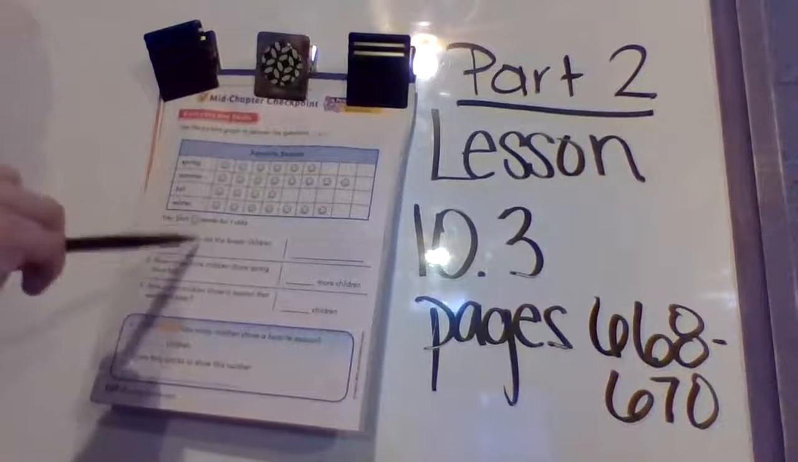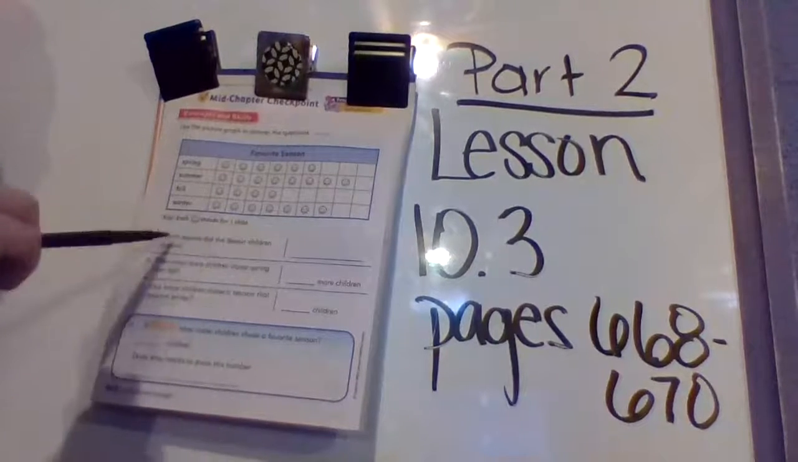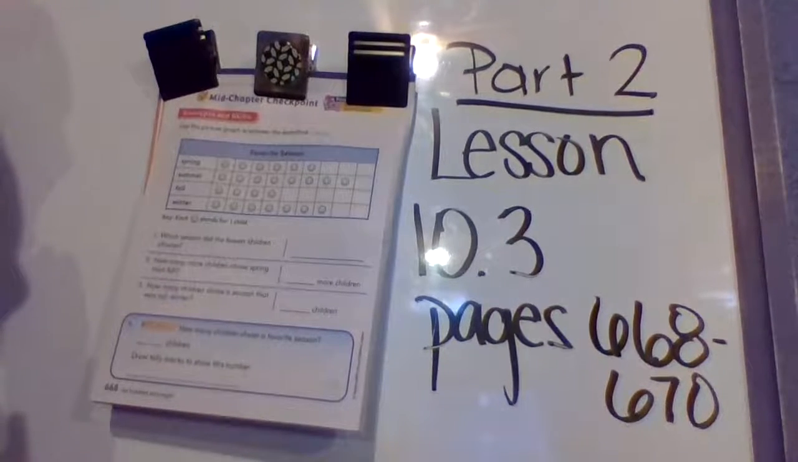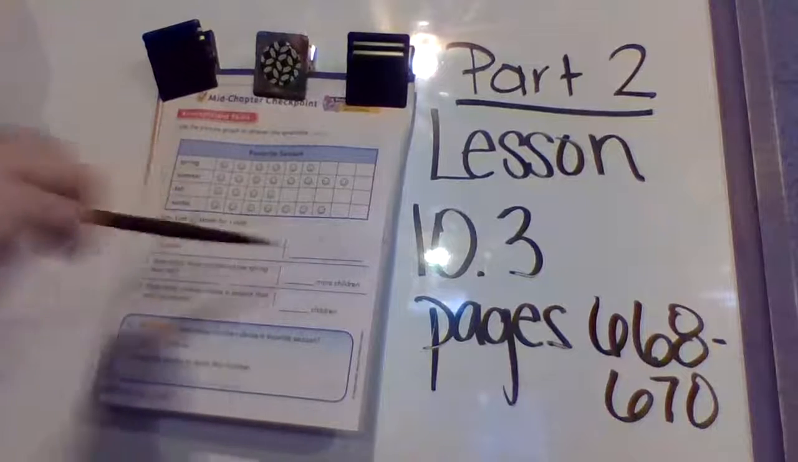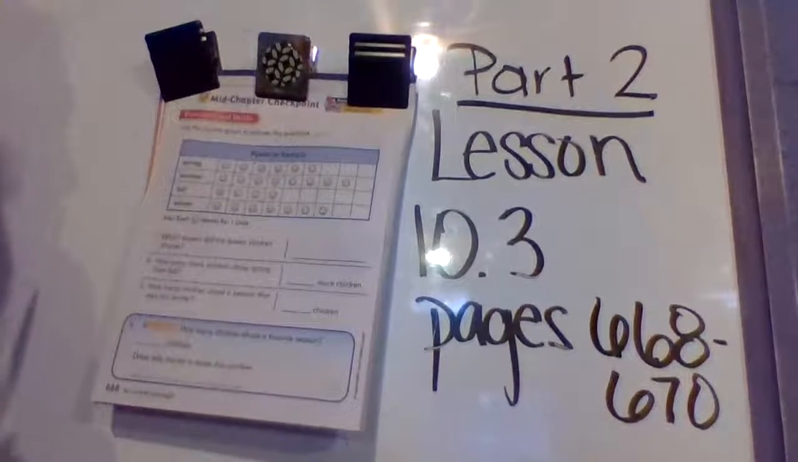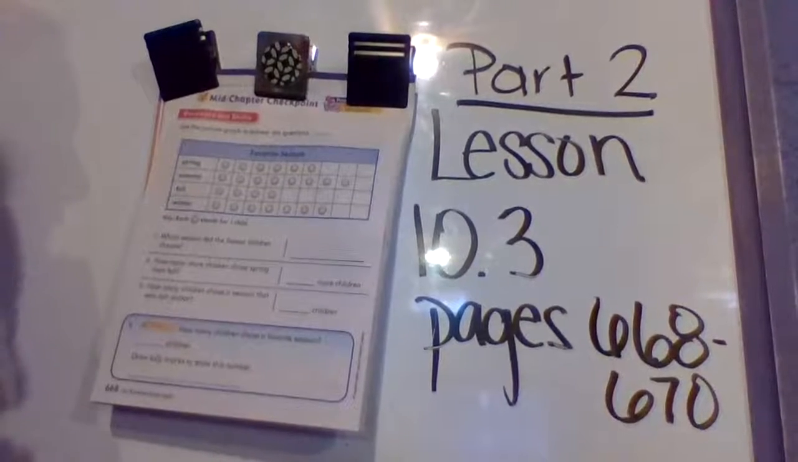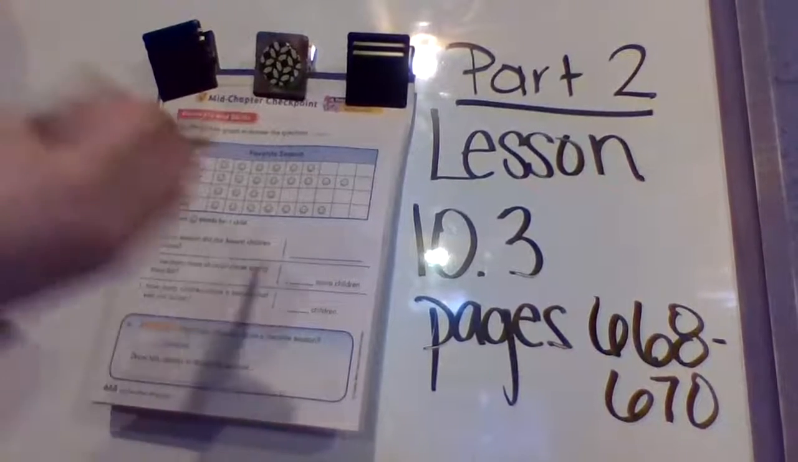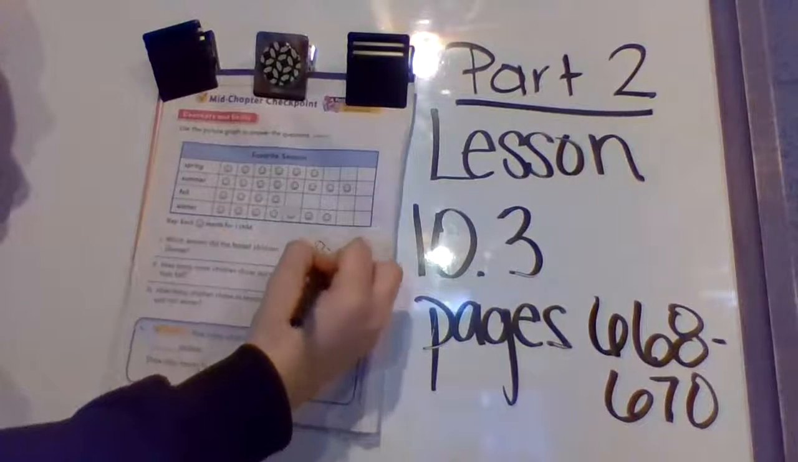Okay, which season did the fewest children choose? Whenever we see that word fewest, we know that's the least amount. So look up at your categories. Which one has the least amount of smiley faces? Good. It is fall. Fall only had 4.